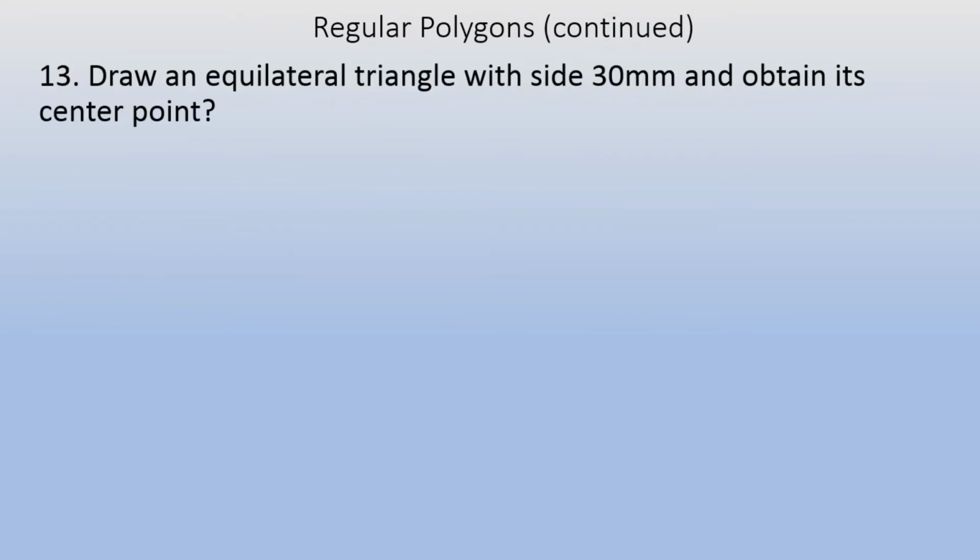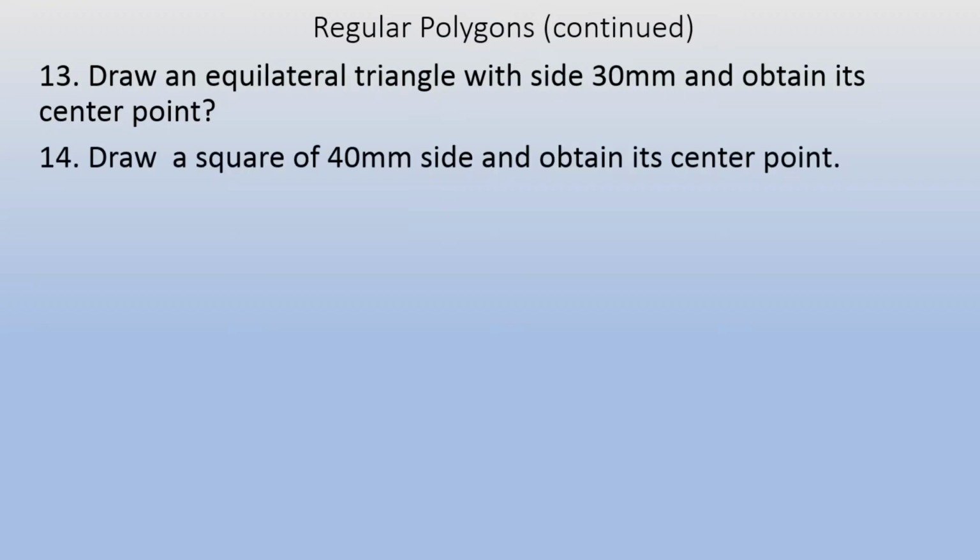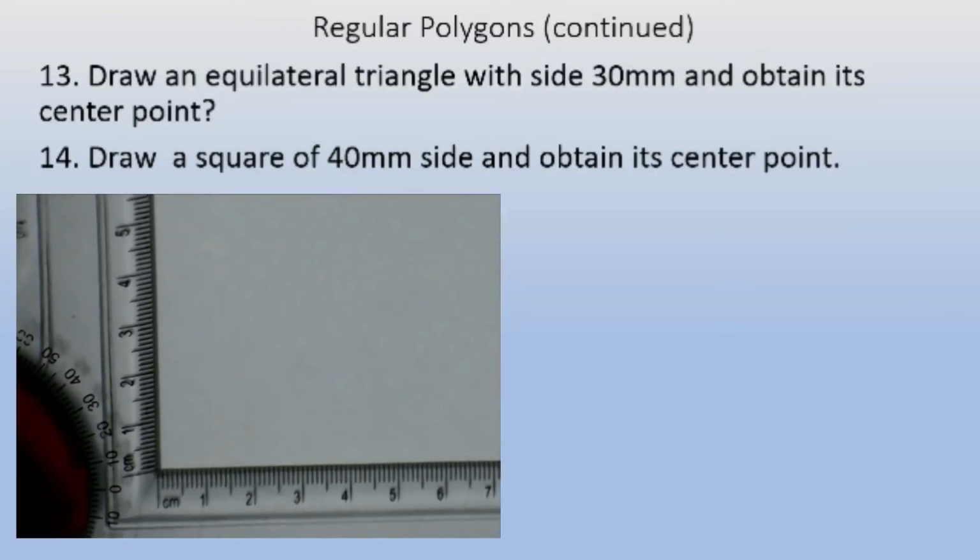This is question 13. Draw an equilateral triangle with side 30 mm and obtain its center point. So it's clearly mentioned we have to draw an equilateral triangle. Equilateral means all sides must be equal. I will take the 14th question here also, because they are very small. So we can draw the square also here on this screen right now, and we will obtain its center point also. So first, question number 13.